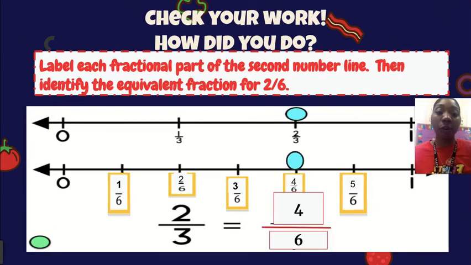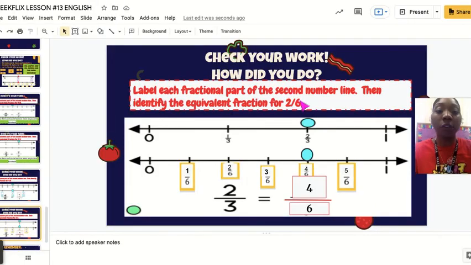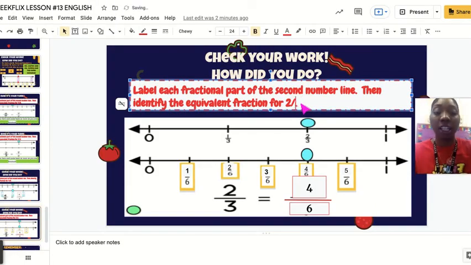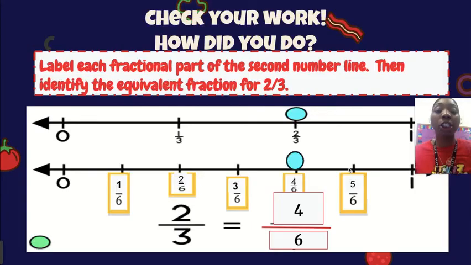Now let's check our work for the next one. So as we know, we are looking for the equivalent fraction for 2/3. So first we had to label our second number line. So we see that it's broken into 1, 2, 3, 4, 5, 6. And so we're going to label each part 1/6, 2/6, 3/6, 4/6, and 5/6.